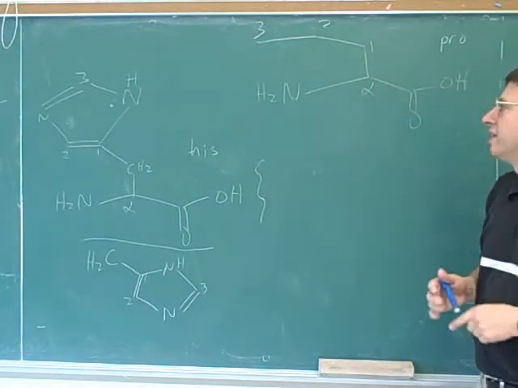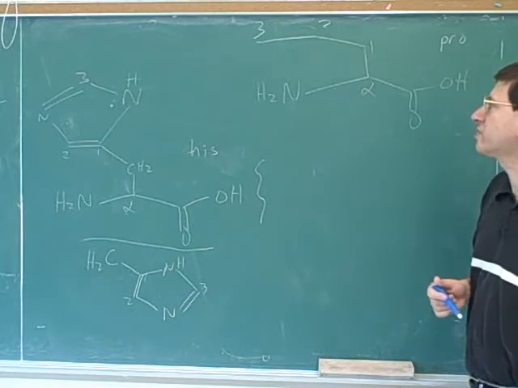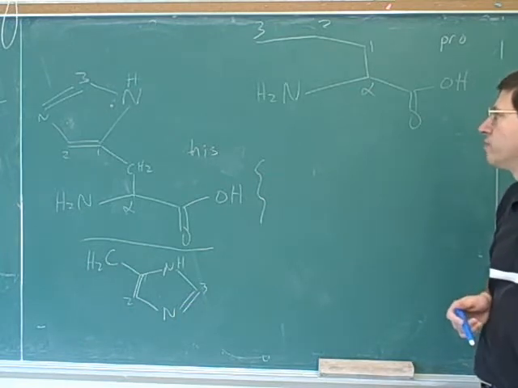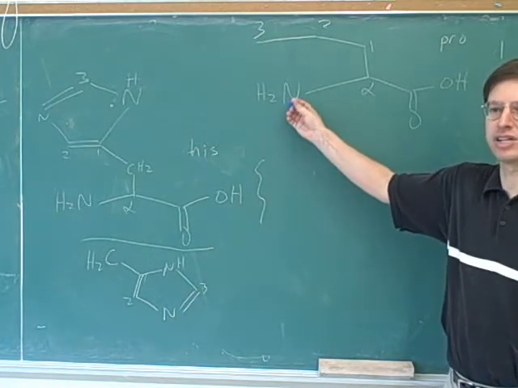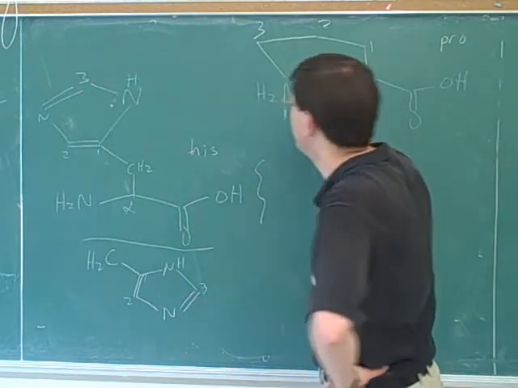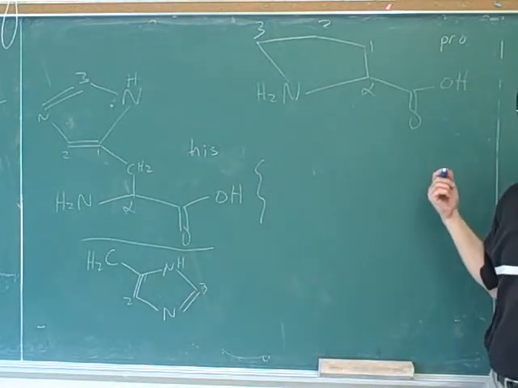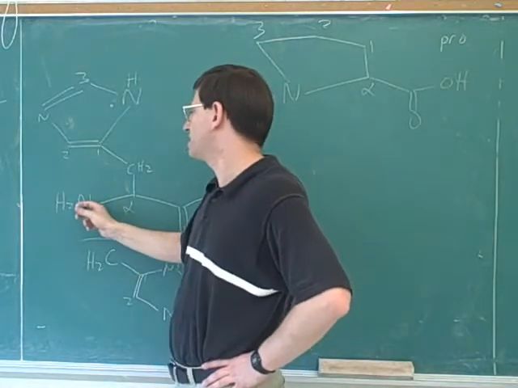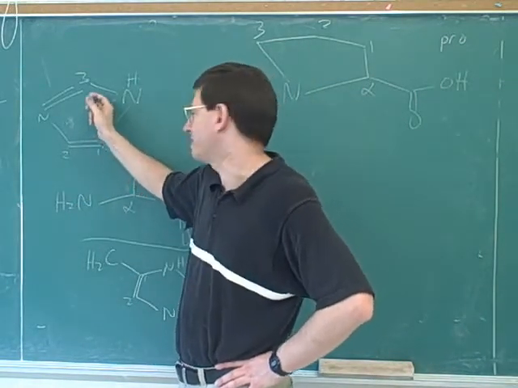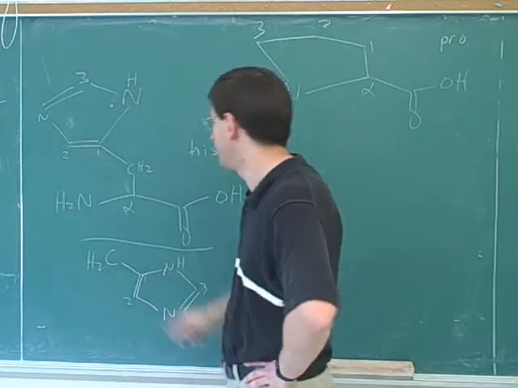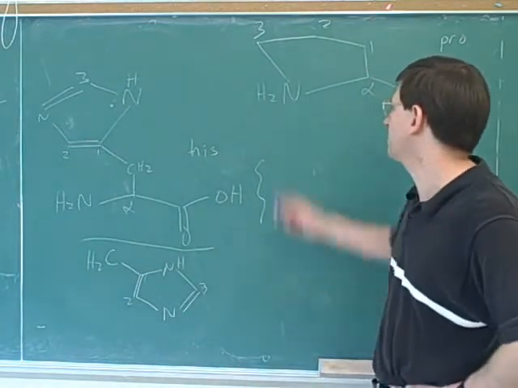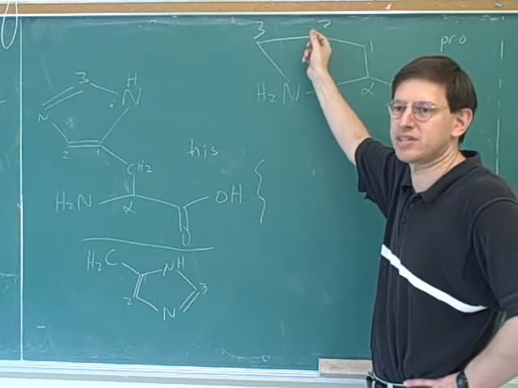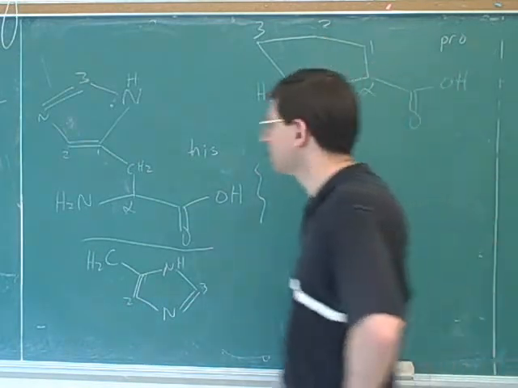So far, very simple. The complication is that the number 3 carbon on the side chain forms a ring with the main chain nitrogen. This is something we haven't seen on any of the other amino acids. So this is unique. Normally the main chain nitrogen has nothing to do with the side chain. Normally the side chain is completely separate from the main chain nitrogen. This is the only case where the main chain nitrogen forms a ring with the side chain. So we just have to learn this separately.